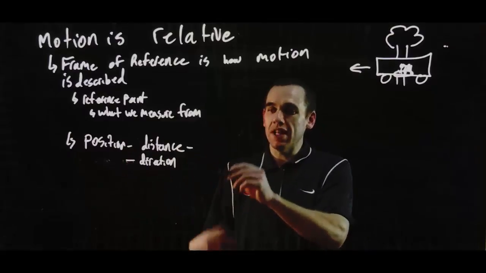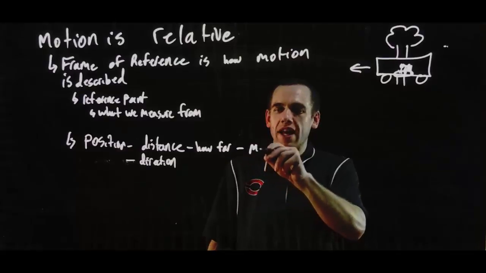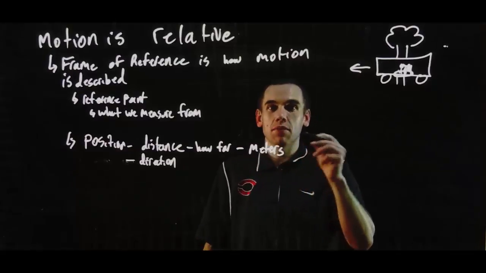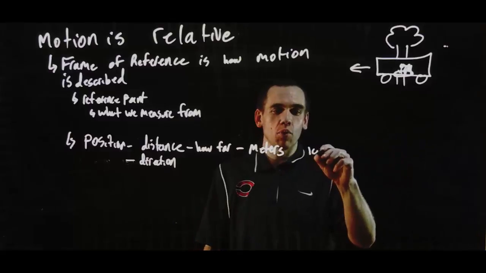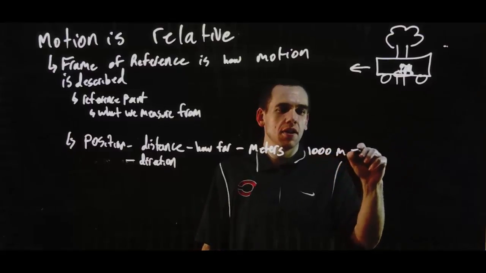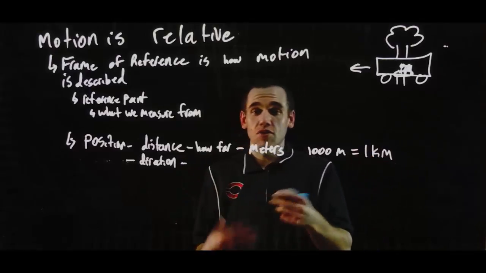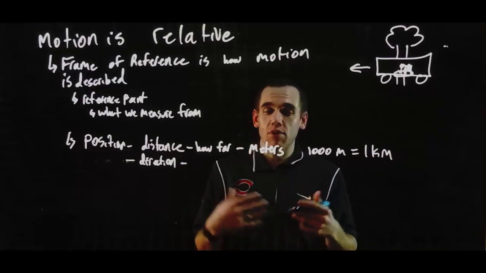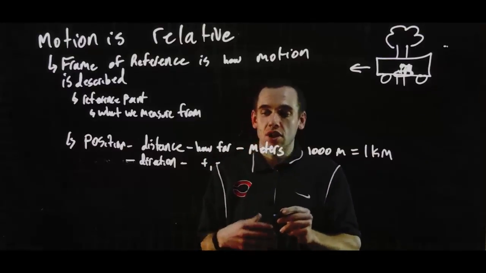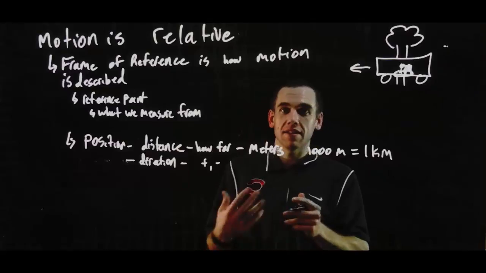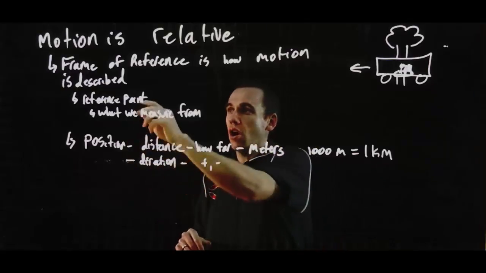By distance, we mean how far, and of course that means we need our unit. We measure that in meters. A lot of times we'll also use kilometers if the distances are big. Remember, 1,000 meters is the same as 1 kilometer. In direction, we can use left or right, up, down, east, west, and you'll also see that we'll use plus, minus. Generally speaking, plus is to the right and minus is to the left. So position is distance and direction from our reference point.